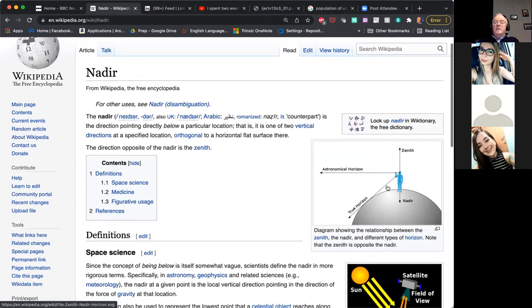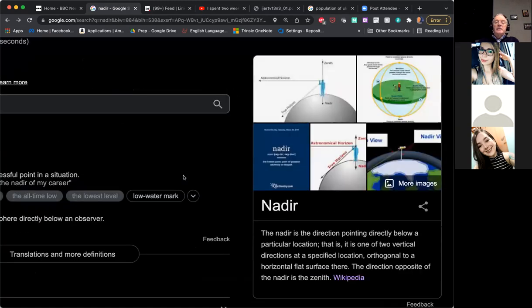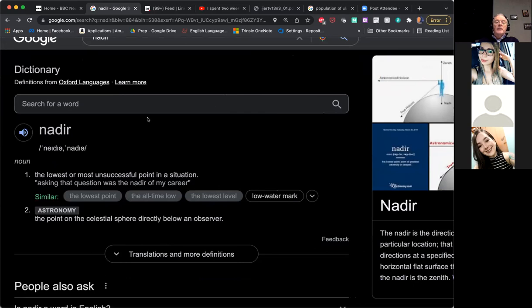And that picture doesn't really help. The direction pointing directly below a particular location. It is one of two vertical directions. That's not really helpful. So the nadir is the low point.